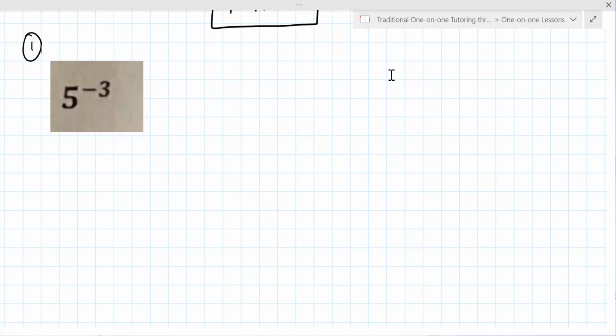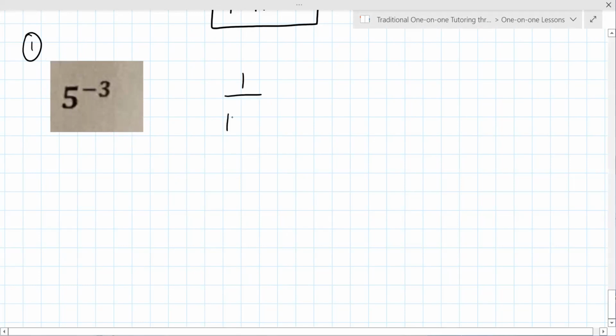Okay, so the first one here, you did write the correct answer. It is 1 over 125, but my question to you is, do you understand why it is 1 over 125?